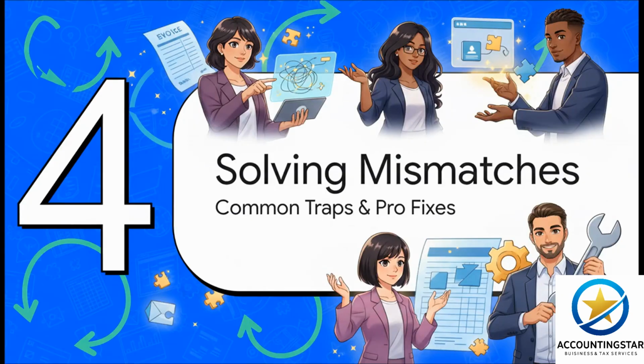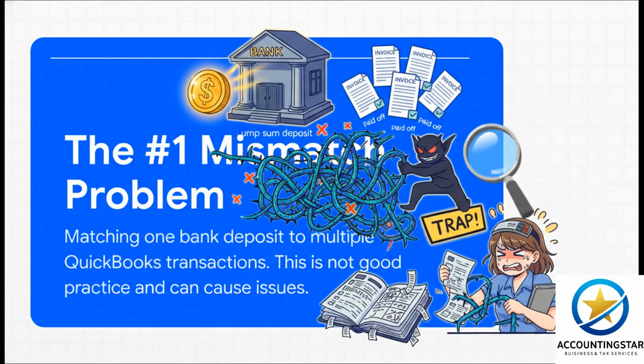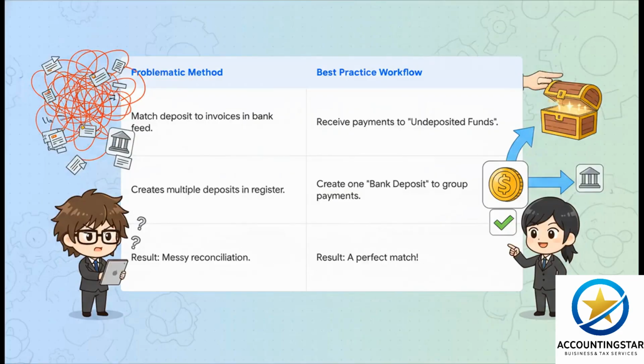Okay, let's get into the more advanced stuff now. We're about to tackle the single most common, most confusing matching problem that bookkeepers run into. But don't worry, I'm going to show you the pro-level fix. And here it is. You get one big deposit into your bank account, but that single deposit is actually paying off, say, 3 different invoices. Now, the software will let you match that one deposit to all 3 invoices right there in the bank feed. But this is a trap. It is absolutely considered bad practice because it creates a total mess in your bank register and makes reconciling a complete nightmare later on.